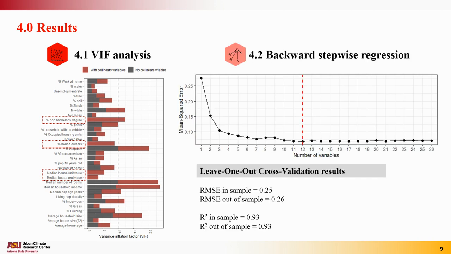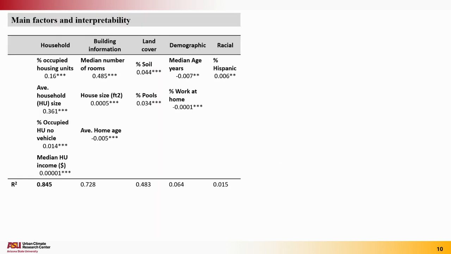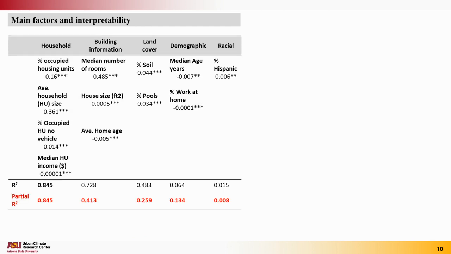After that, we performed backward stepwise regression and obtained a model with 12 variables. To test these variables, we performed leave-one-out cross validations, and we obtained an in-sample and out-of-sample coefficient of determination of 0.93. These are the main variables that were selected according to the different types of variables. The main point that we want to highlight here is that household variables can explain the variation in energy consumption by 84%. And we also calculated the partial coefficients of determination relative to these household variables.